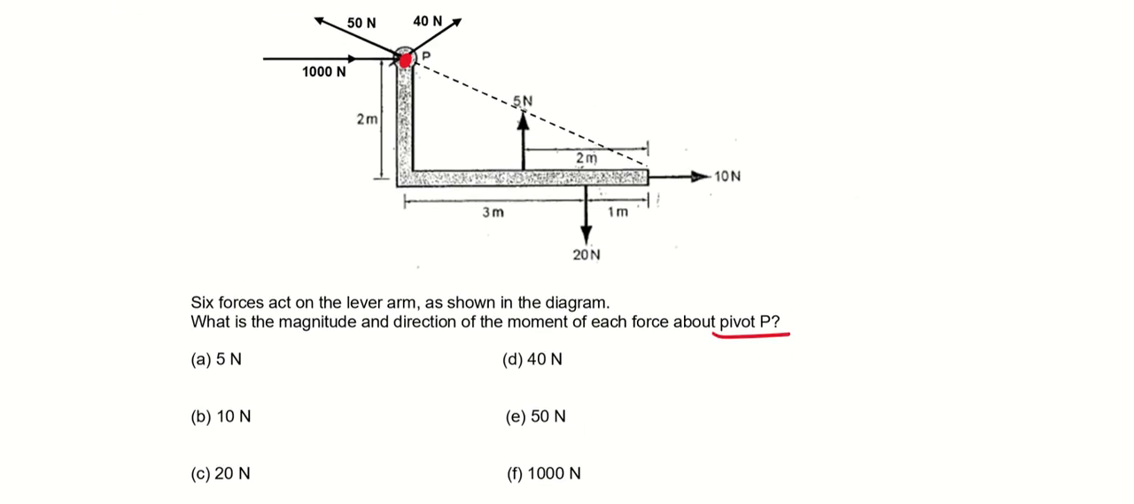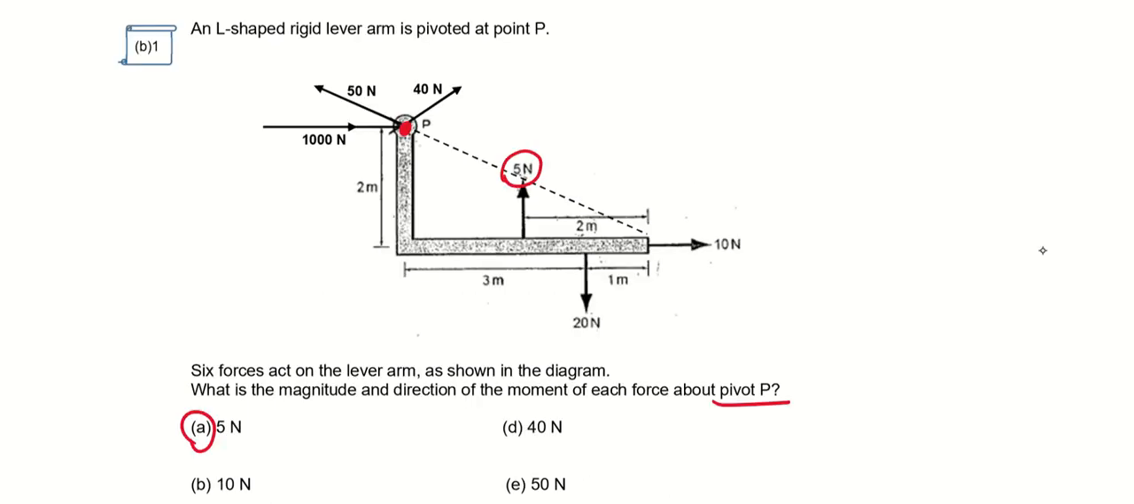So A is 5 Newton. Now 5 Newton is over here. And remember, Mr. Lee says when you have a moment question, always extend the force. Not all questions will have so many forces and so many lines to confuse you. But for a start, if I were to just focus on the 5 Newton here, first thing, you always draw your line of action of the force. So extend it no matter what.